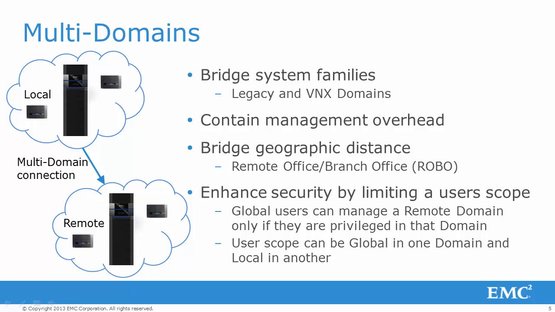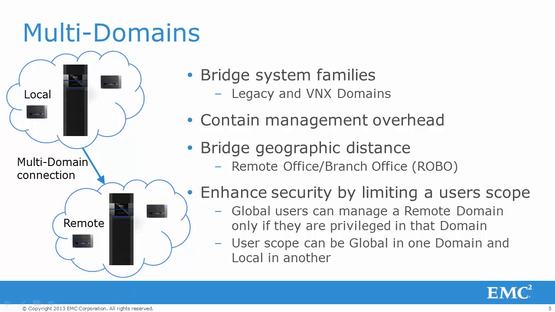Multi-domains allow groups of systems to be viewed in Unisphere as a single list. All of the systems that a user is logged into are displayed in the System List and System drop-down menu. Multi-domains help bridge the gap between different storage system families. For example, if you want to centralize management of your VNX and Clarion storage systems, you cannot achieve this by creating a single domain. Multi-domains allow you to manage all the systems in the VNX domain and the Clarion domain through a single user interface.